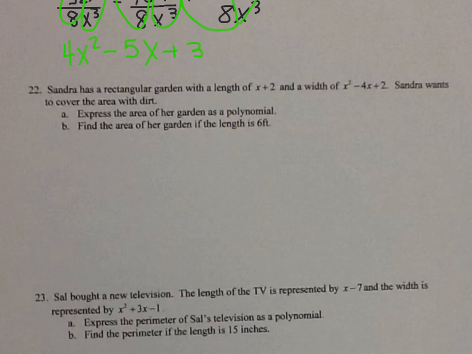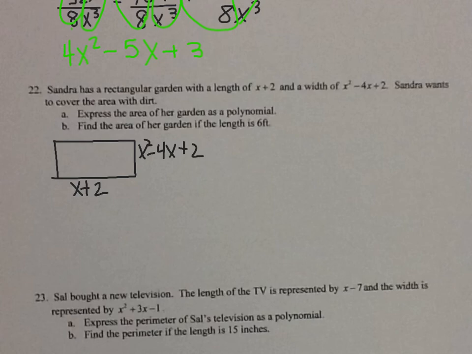All right, so let's draw a picture of the rectangle. It says the length is x plus 2, and the width is x squared minus 4x plus 2. So we want to find the area of the rectangle first. Remember, area of a rectangle is equal to length times width. So I have to multiply the length and the width.